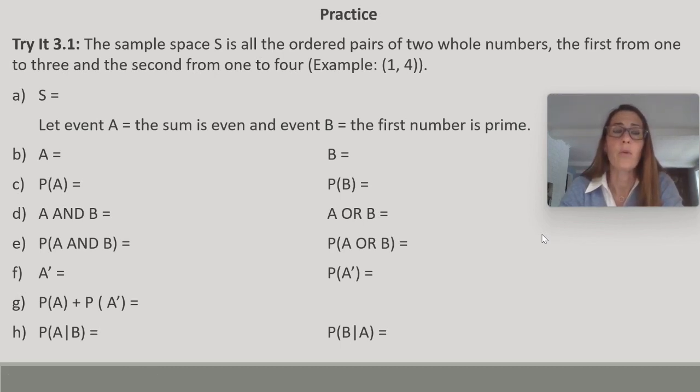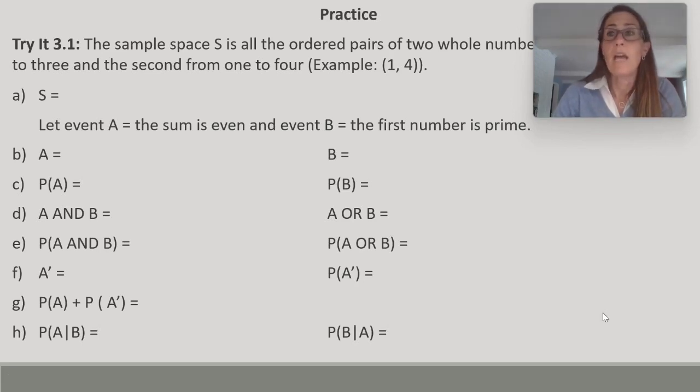And then we're going to list event A, the sum is even, and event B, the first number is prime. We're going to list the outcomes in A and B. We're going to find the probabilities of A and B, A or B, what's in those events, and then the probabilities of them, what's in the complement of A, and the probability of the complement of A. We're going to add them together and then do the two conditionals both ways.